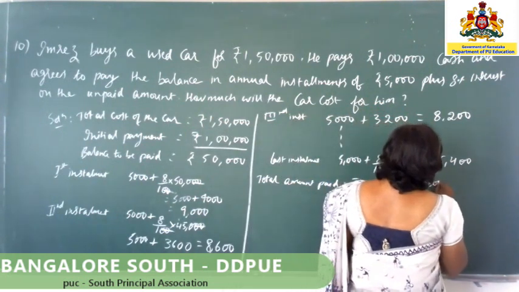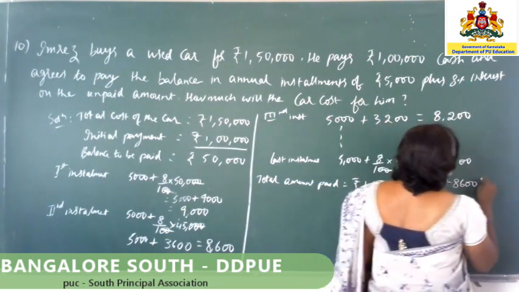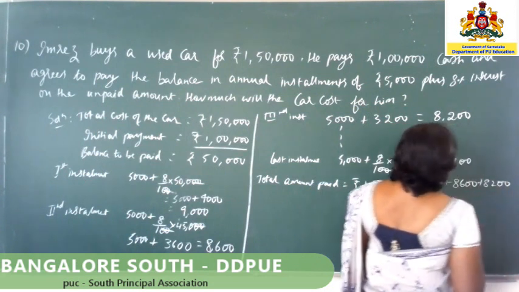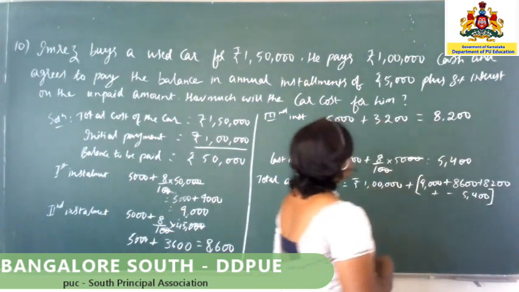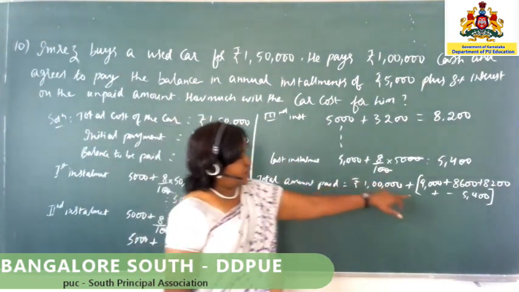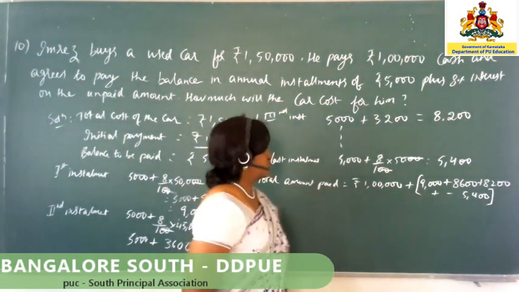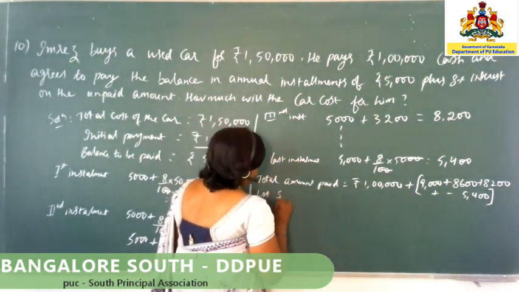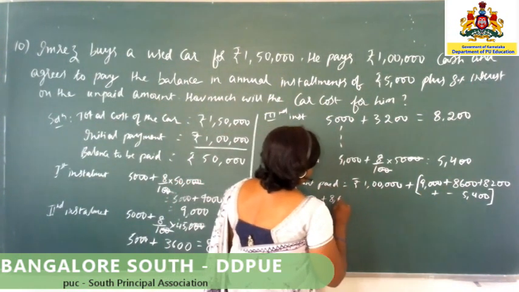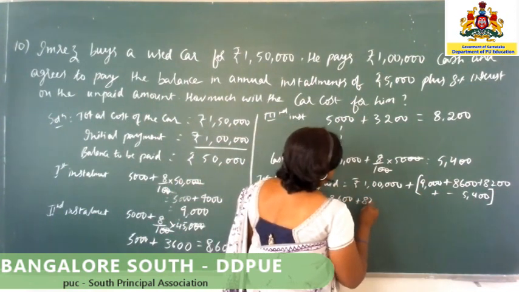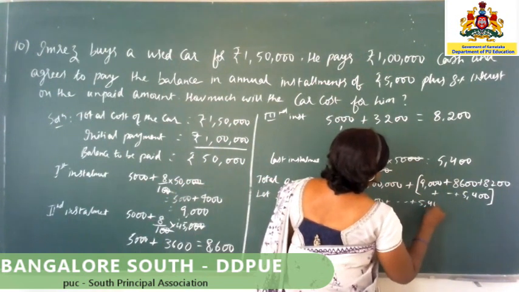So 9,000 plus 8,600 plus 8,200 and so on up to 5,400. Find the sum of this. This is in AP, arithmetic progression. So let Sn be equal to 9,000 plus 8,600 plus 8,200 and so on up to 5,400.